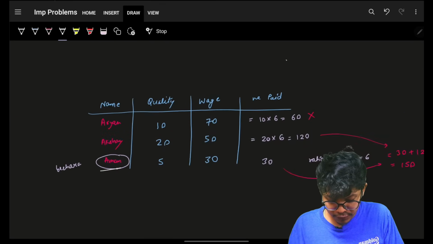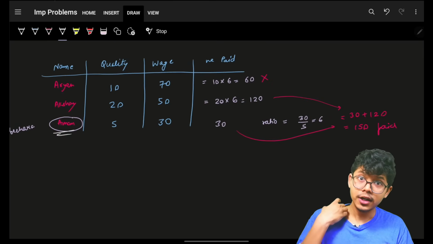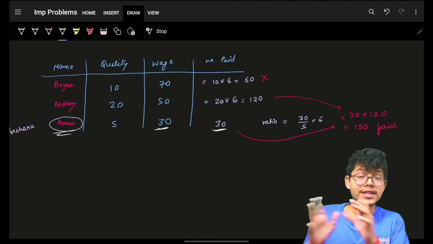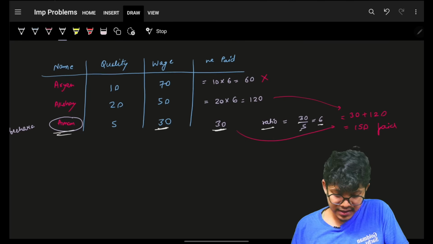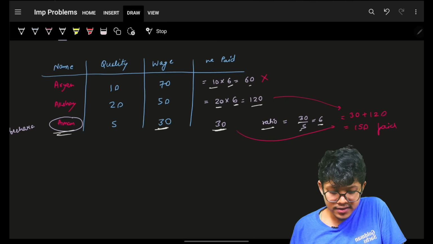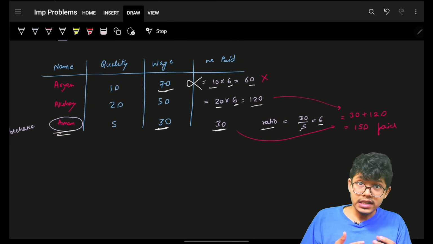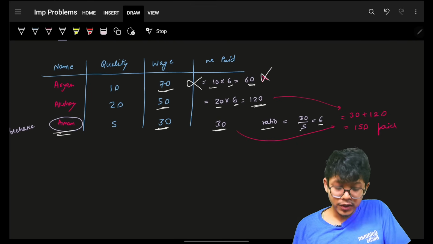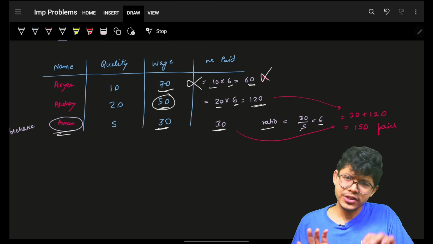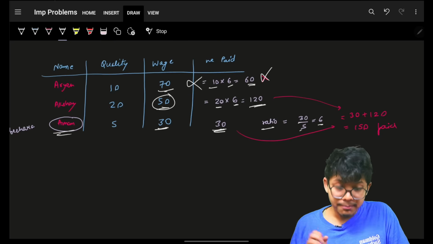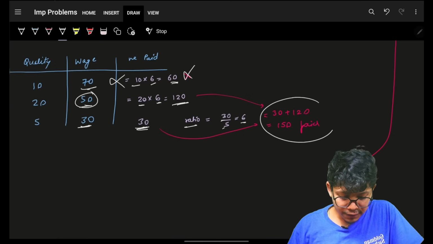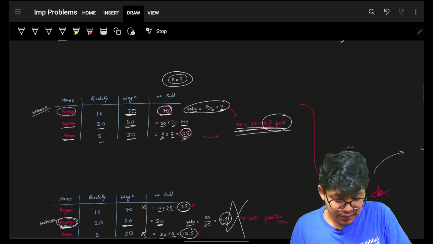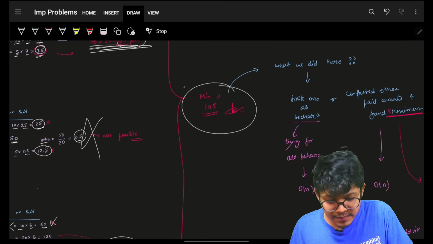Okay, no worries. Let's try Aman as the bechara, because that's the last person remaining. For sure, he will get exactly what his wage is. The ratio will be 30 upon 5, which is 6. Same way, 6 into 20 is 120, and 6 into 10 is 60. Again, Aryan's expectation is more than the wage he's getting, so for sure he's out. Akshay's 50 is less than 120, so Akshay is happy. In this case, my spend as a company will be 150. I want the minimum spend, so I choose 105 as the minimum spend.